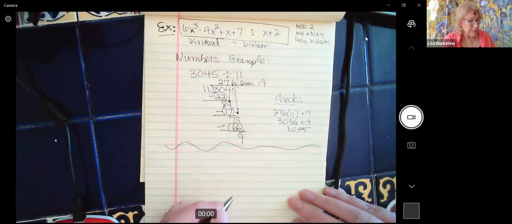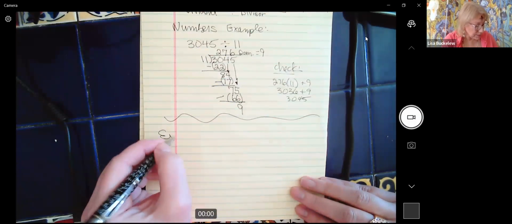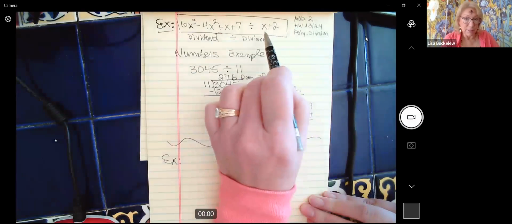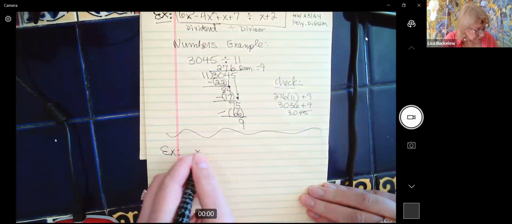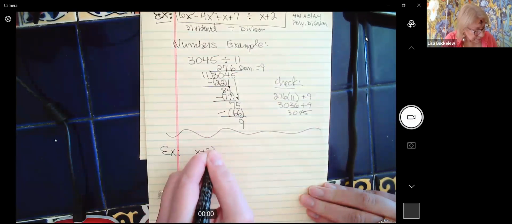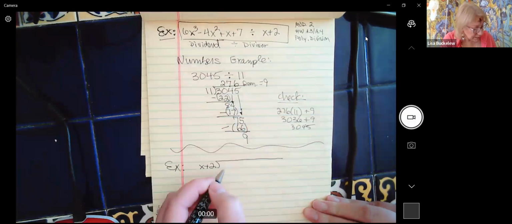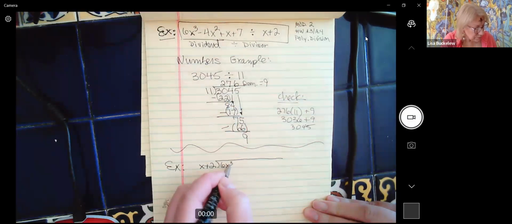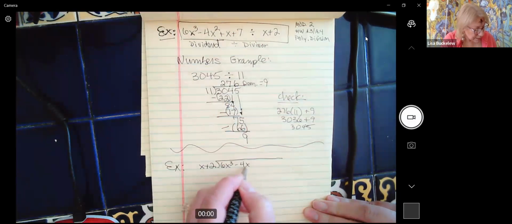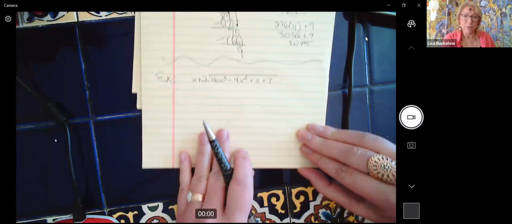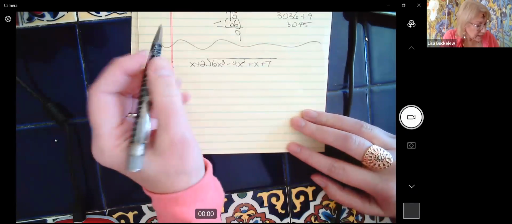All right, so let's do the example with the polynomials. So let's set it up the same way. Our divisor goes on the outside, it's x plus 2. So we're going to do x plus 2 out here. And then under this, we're going to write the dividend, which was that cubic. So 6x cubed minus 4x squared plus x plus 7. Just writing that down. Okay, so now we're going to do this the same kind of way.